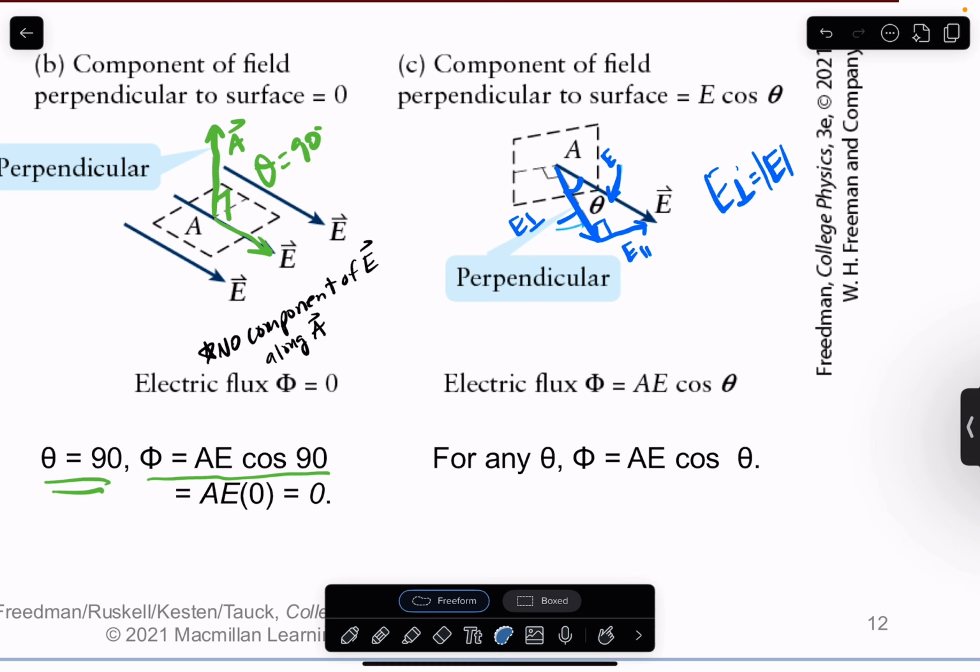Right, the magnitude of E is the hypotenuse of that right triangle, so we get this, which is just me solving it from this. Okay.